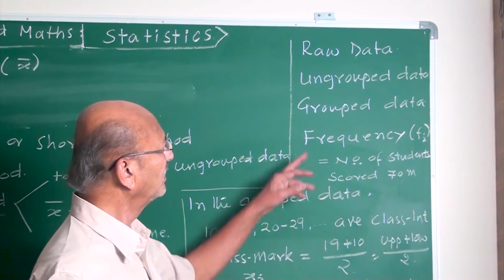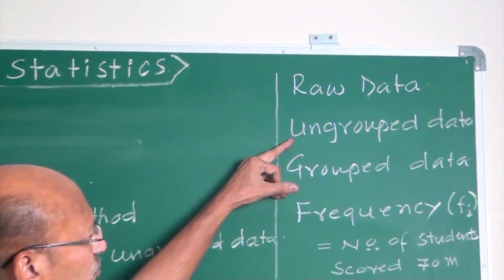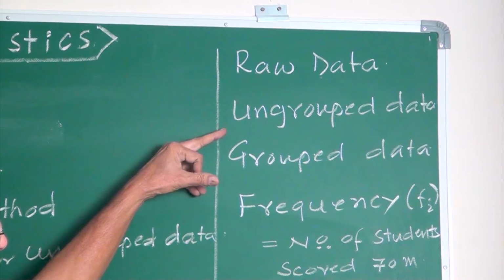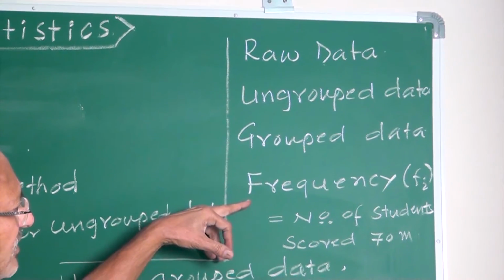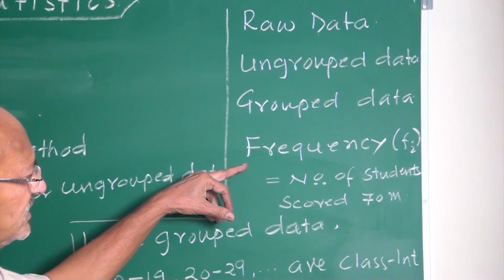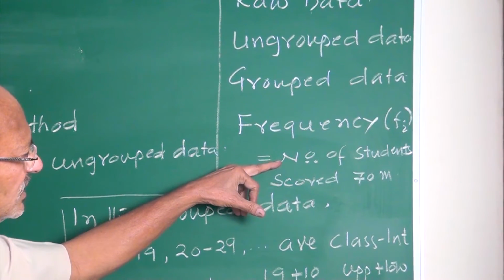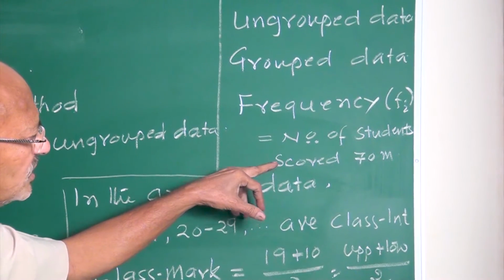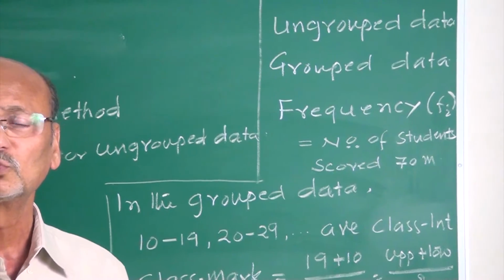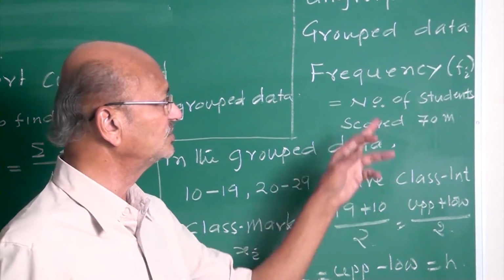Then I defined ungrouped data and grouped data. See the notes. Then I defined frequency. Frequency is nothing but the number of students, the number of students who scored 70 marks, the number who scored 30 marks, the number who scored 95 marks, like that, my friends. That number denotes the frequency.